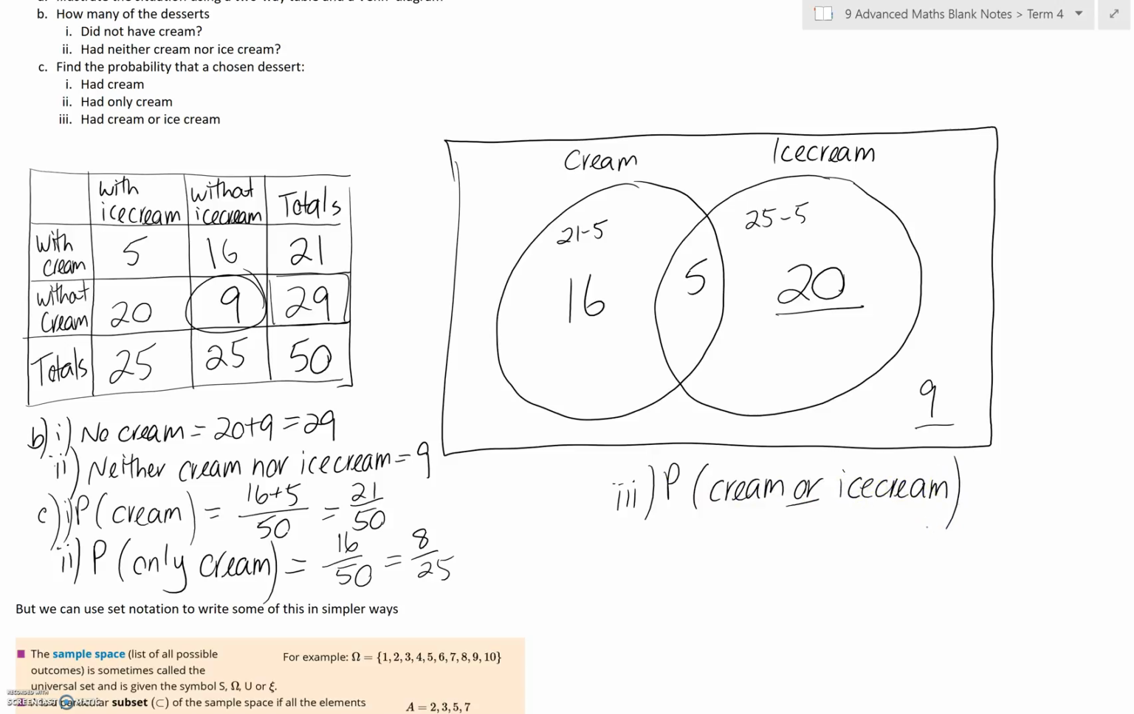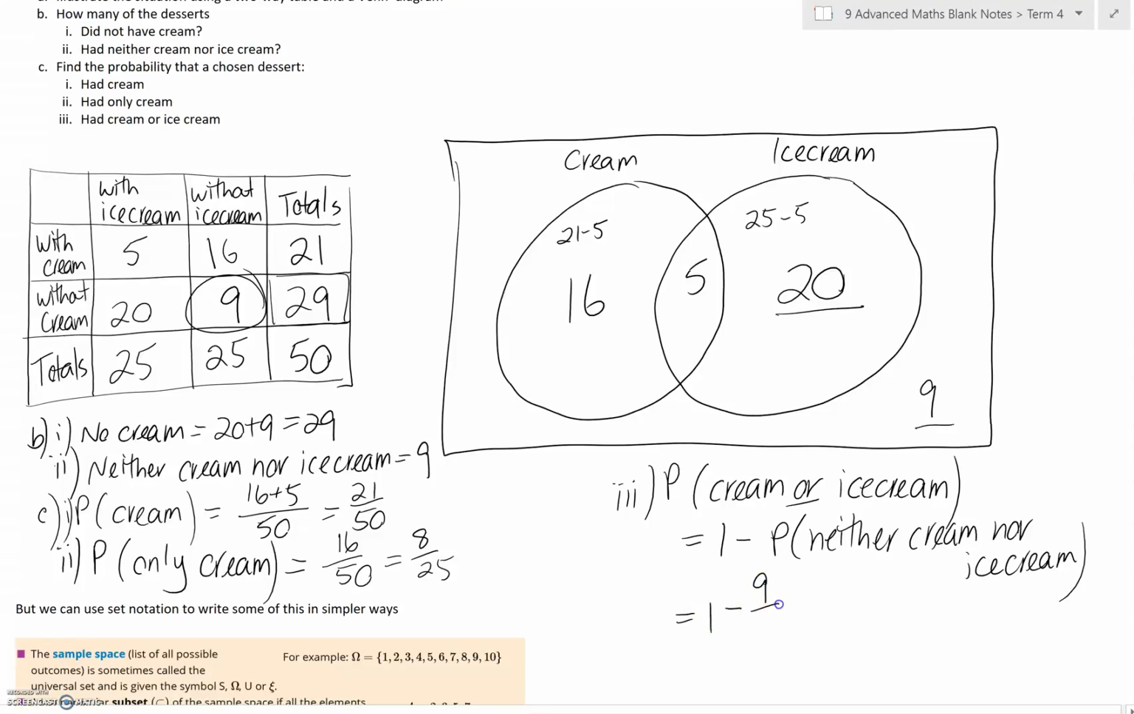Again, you could add up all of the things in the circles, or I'm going to take the complement, 1 minus the probability of neither cream nor ice cream. Now we found out how many that was before back in B. We'll turn that into a probability, 9 out of 50. So 41 out of 50 is the probability of that happening. Okay, thanks very much.